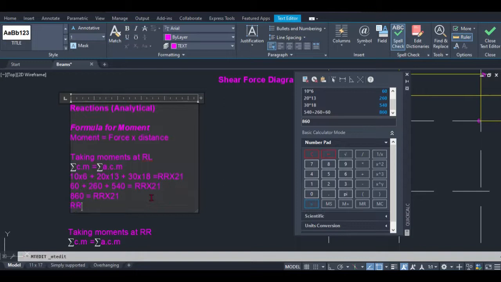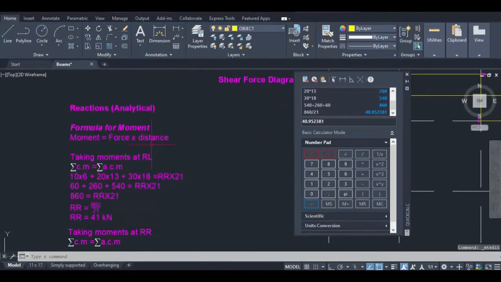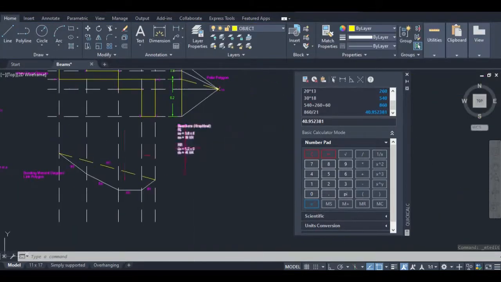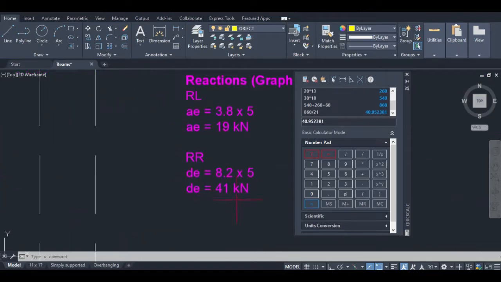So now we just divide. So RR is equal to 860 divided by 21. And if you want to catch how I did this transposition, there's a video on my channel about transposition, and I'm going to put the link in the iCards and in the description below. Check it out. And AutoCAD does that automatically, really cool. So that's equal to 40.95, so that rounds to 41 kilonewtons. That's the right reaction. Let's see if it's matching up with what we have so far. Right reaction, 41. Yay, excellent, very good.